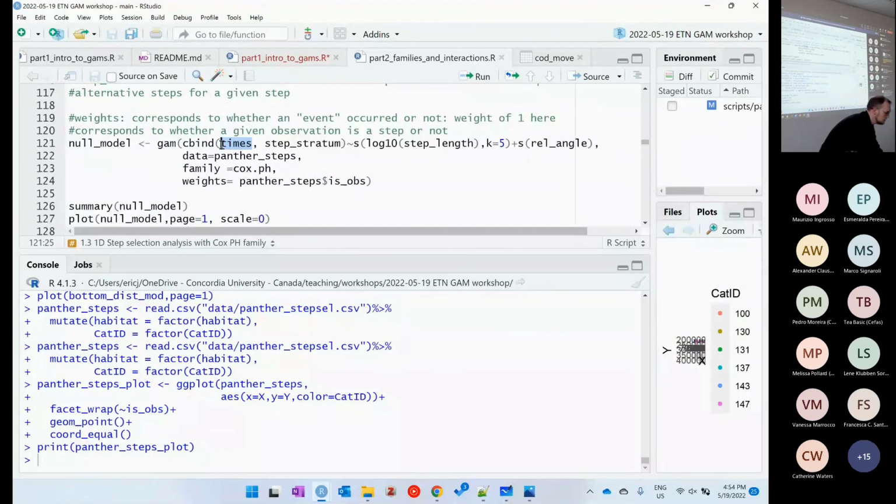So time is 1. Then the step stratum corresponds to which step they correspond to. For each step, you've got 32 alternative steps, and you've got 1 step. And each of those are classified into a stratum, like we were talking about before. We have our smooth terms. And then finally, we have the weight. This is how GAM specifies whether something is an event or not. So 0 corresponds to an alternate, so it's not the step that was taken, and 1 corresponds to the actual step. So this is trying to fit a model comparing which steps they took relative to what they could have taken.